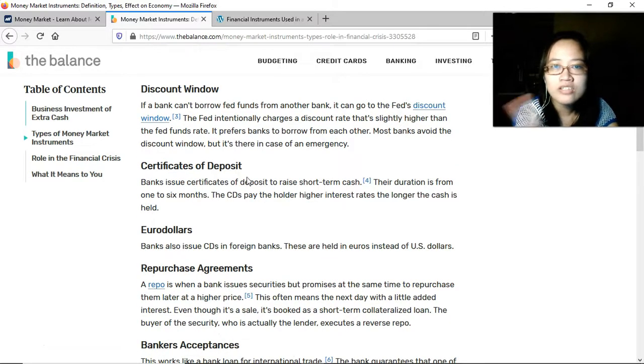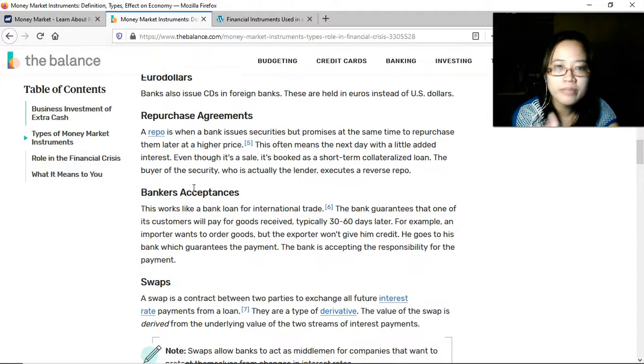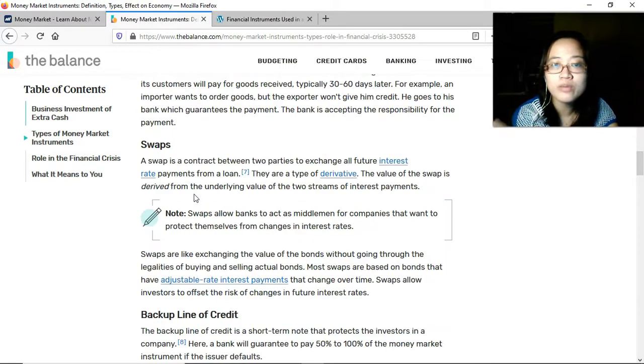Kasi nga, ang central bank, they act as lender of last resort. Okay? And then certificates of deposit, nabanggit na rin natin kanina. Eurodollars: banks also issue CDs in foreign banks naman. Okay? Kumbaga parang CDs din siya pero in foreign banks, held in euros instead of US dollars. Repurchase agreements, bankers' acceptance, tapos we have swaps, a contract between two parties to exchange all future interest rate payments from a loan. So, they are a type of derivative.